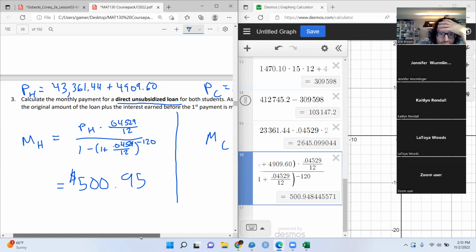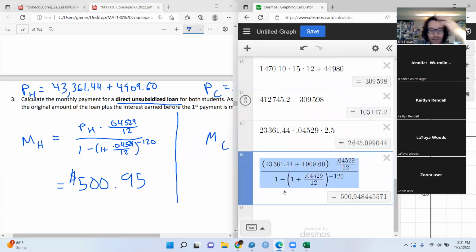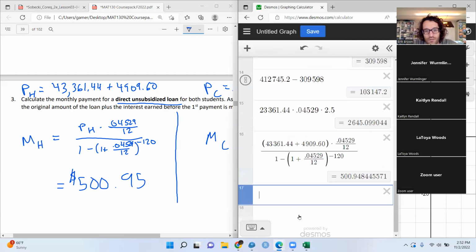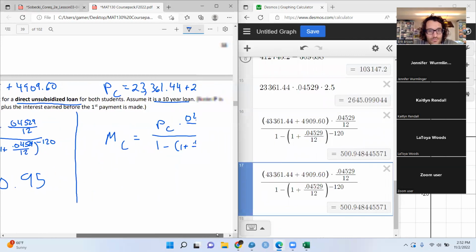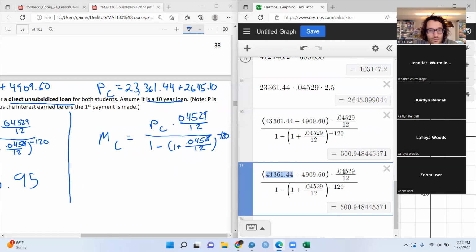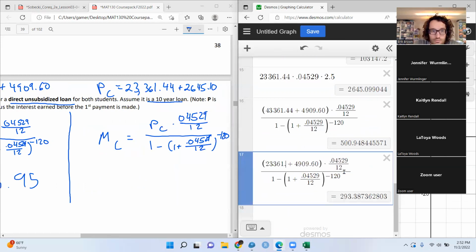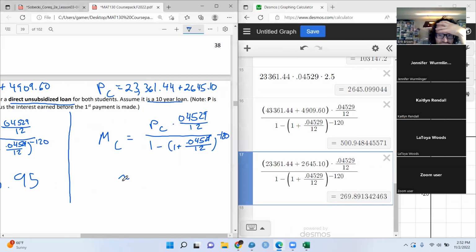So that's that one. Is that what y'all got? Or did I not give you enough time to try it out? And then this one, significantly cheaper, almost half the amount.